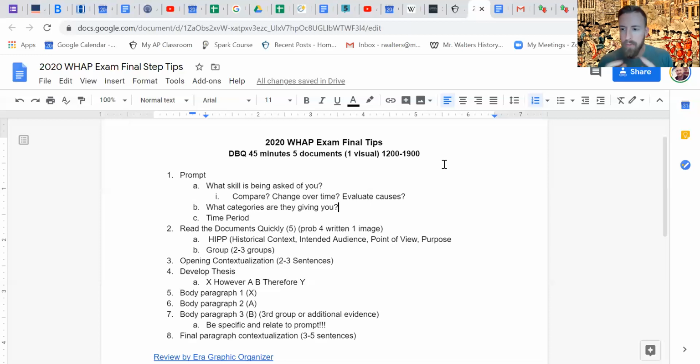Next, I would group them. If in the prompt they gave you categories, like economics and social, put them in those categories as you're reading them. Just already start grouping them up. If they didn't, you need to identify some overall category that you could connect certain documents to. You really want to get that split of 2 and 2. Out of 5 sources, you need 2 for one paragraph and 2 for another.